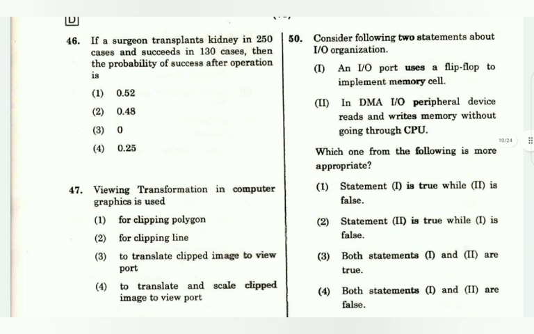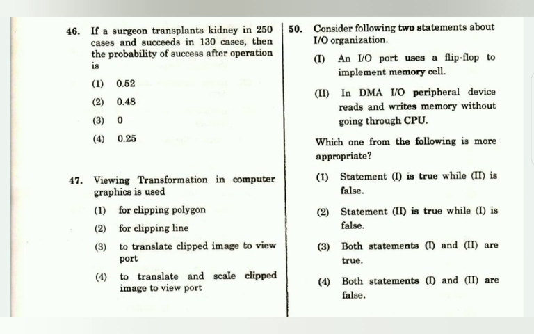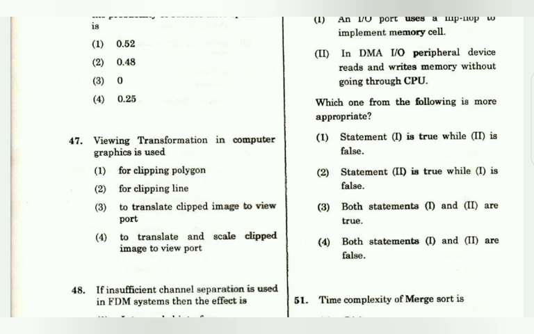Consider the true statement about the input-output organization. An input-output port uses a flip-flop to implement memory cell. In DMA, input-output peripheral device reads and writes memory without going through the CPU. So option 1 is false, because input-output ports generally use the registers but not the flip-flops. And option 2 is true, because direct memory access allows peripherals to access memory without CPU interference, improving the performance. So here statement 2 is true while 1 is false.